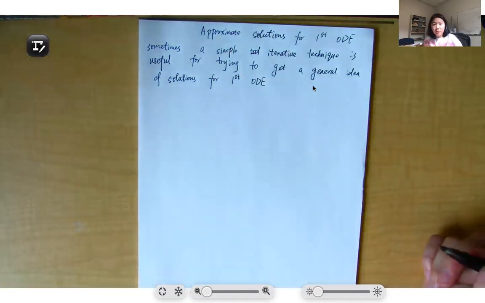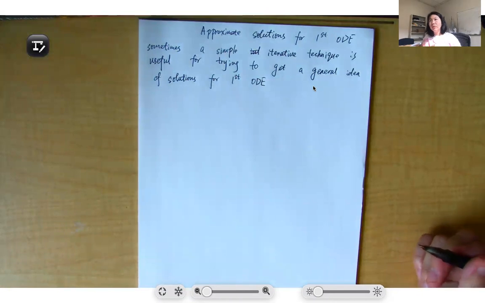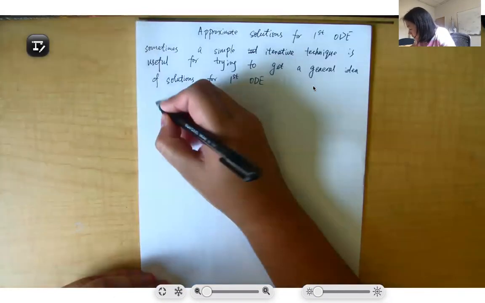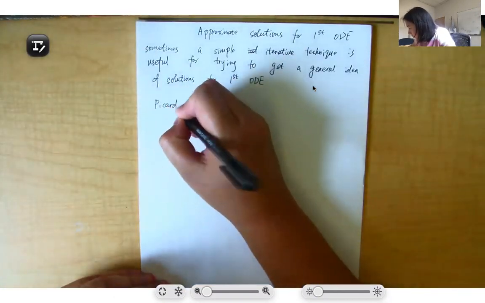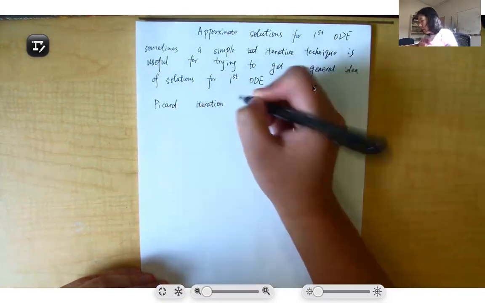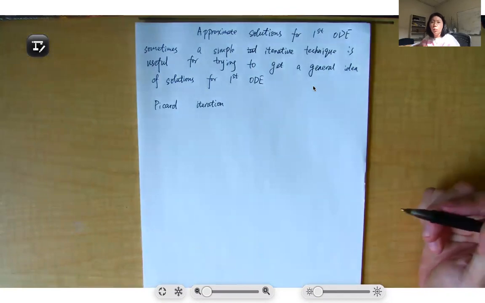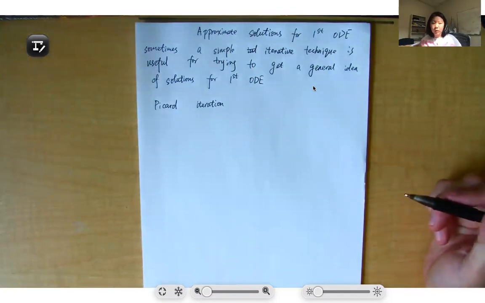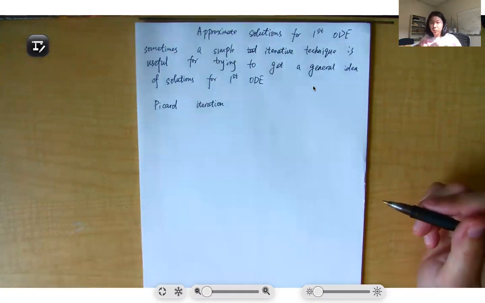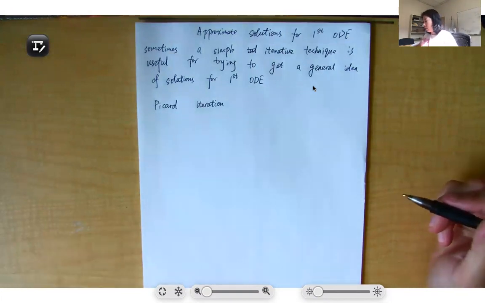And today we will start to talk about approximate solutions such as Picard iteration. For this Picard iteration, what we are trying to achieve is to get many iterations so that our solution is closer to the true general solution of the first order ODE.